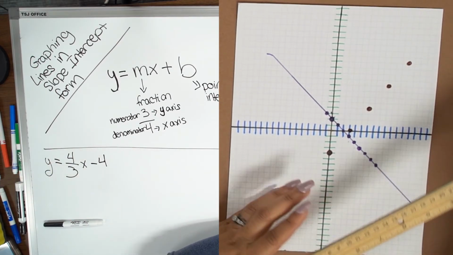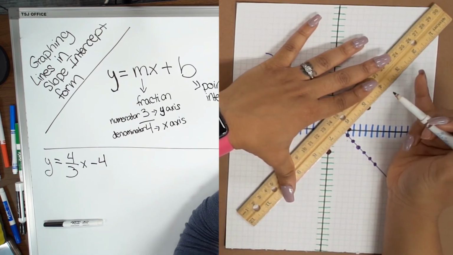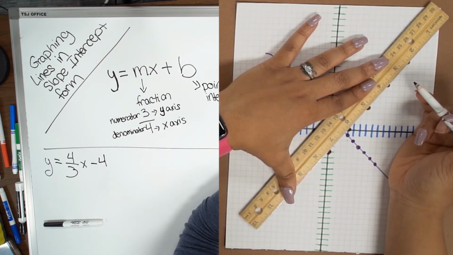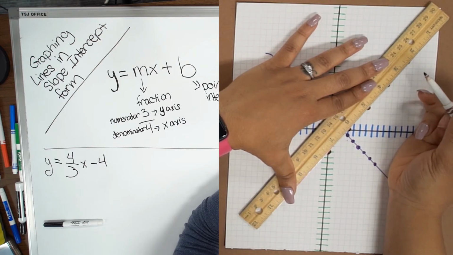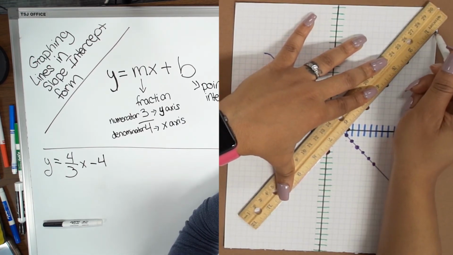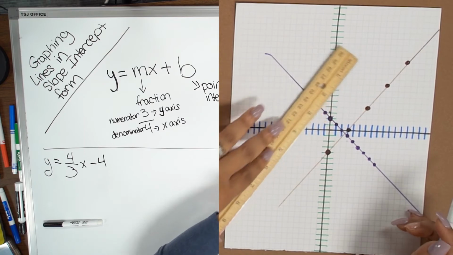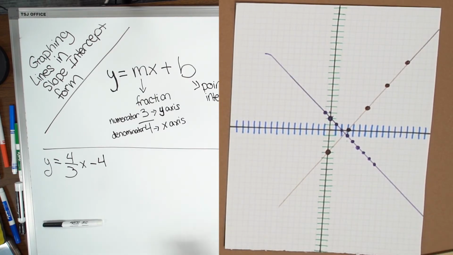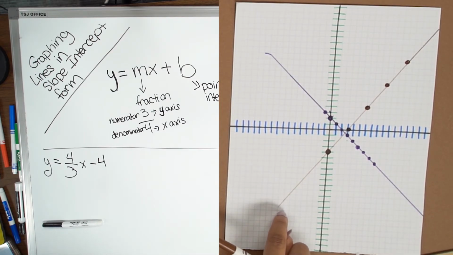Okay. I'm going to take my ruler, make sure my lines are as straight as possible, and connect the dots. Okay? So this line is the second problem.